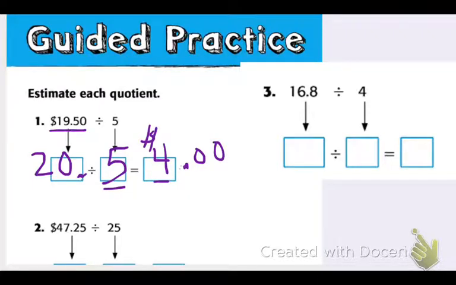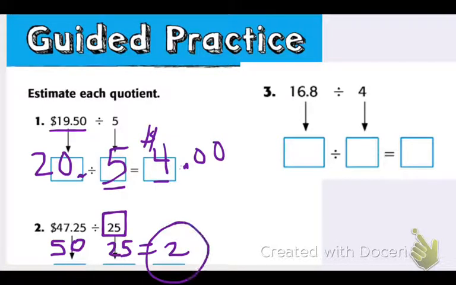Moving on to problem 2. $47.25. Well, I'm dividing by 25, so I'm going to choose 50. The whole goal is that mental math, and I can divide 50 into 2 groups of 25. 2 times 25, or 2 quarters, is 50. So I know I have a good estimation by saying it's about 2.